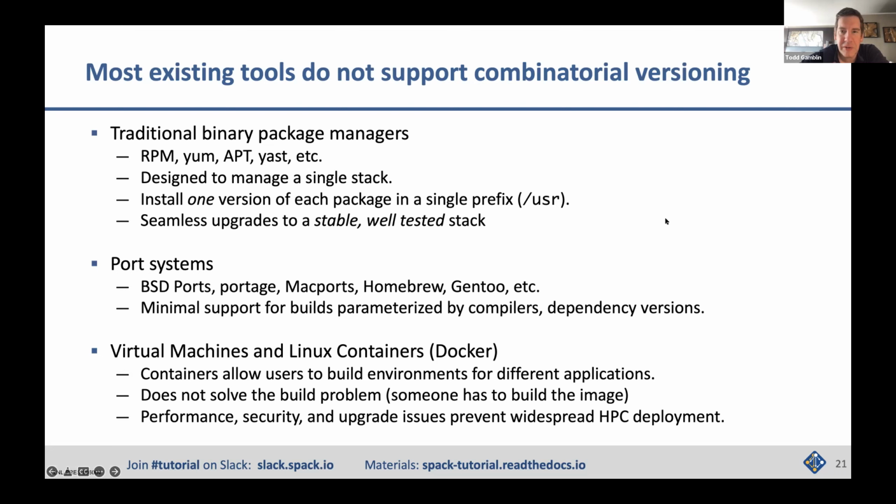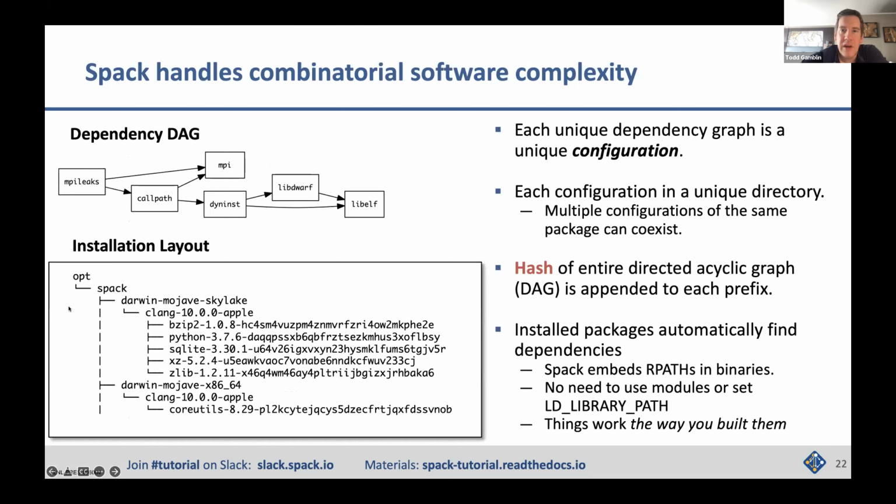So Spack is really providing this sort of combinatorial versioning capability, the ability to manage lots of different versions for either development or deployment over the other tools. So how do we do that? What's really going on under the hood here?